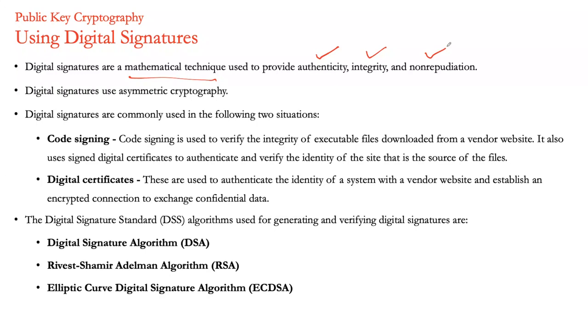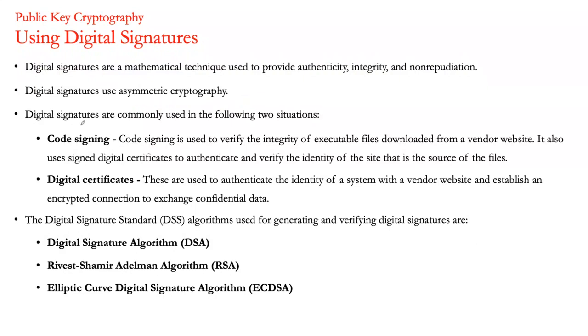Authenticity, integrity, and non-repudiation. To achieve confidentiality, you require asymmetric keys. And for public key cryptography, the most important thing is authenticity. Data should not be altered, and no one can deny that the block was created by me. So these digital signatures use asymmetric cryptography, as we discussed, with two keys.